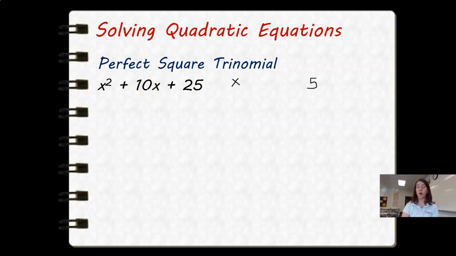It said the middle term was 2 times the root of the first, and that's what did I square, times the root of the last. Again, what did I square? Well, 2 times x is 2x, and 2x times 5 is 10x. And that's what I have for the middle term of the question.